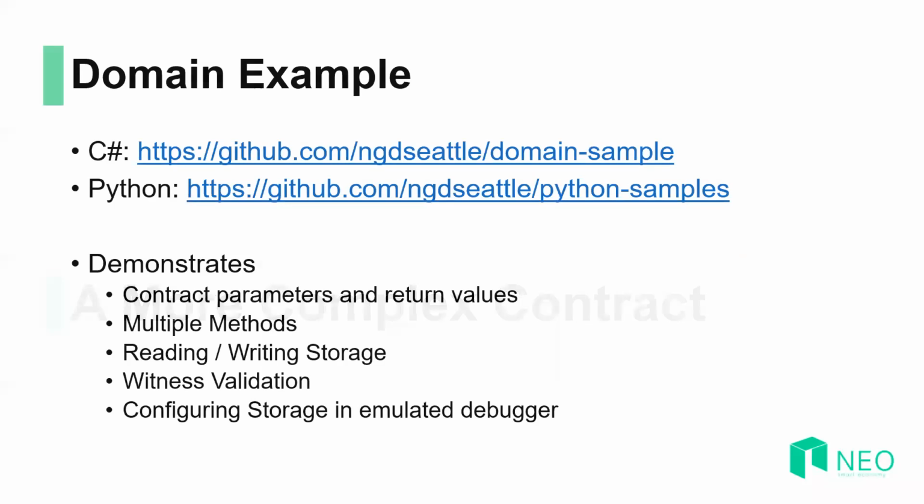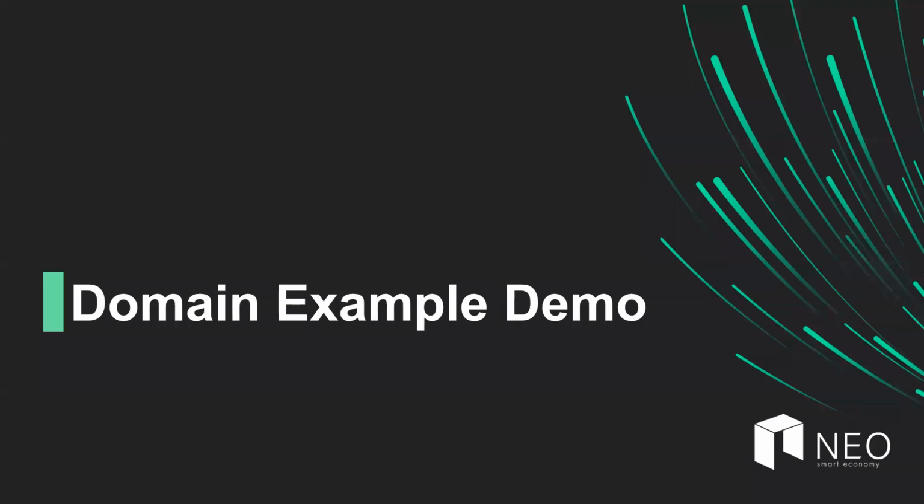So this is a contract example. We have versions in both C# and Python. The URLs are here. And this is demonstrating a much more complicated scenario. Contract parameters, return values, support for multiple operations, reading and writing storage, witness validation, and configuring the storage in an emulated debugger. So let's come back over here.